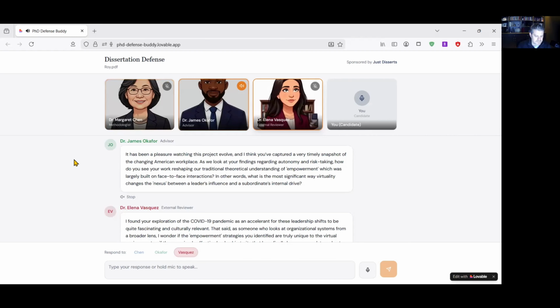Project evolved, and I think you've captured a very timely snapshot of the changing American workplace. As we look at your findings regarding autonomy and risk-taking, how do you see your work reshaping our traditional theoretical understanding of empowerment, which was largely built on face-to-face interactions? In other words, what is the most significant way virtuality changes the nexus between a leader's influence and a subordinate's internal drive?